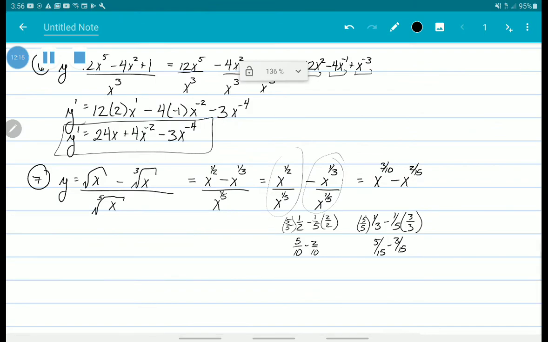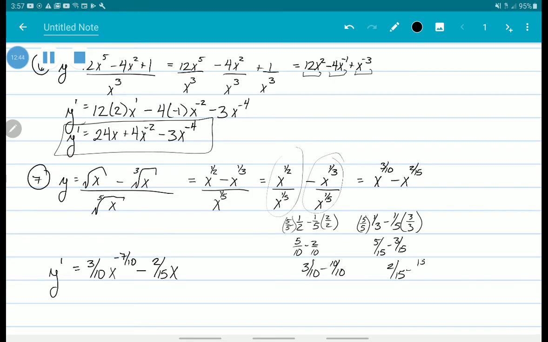So now we can take the derivative. So to find the derivative, we're going to bring the exponent down, and then we're going to subtract 1 from the exponent. So we're going to have 3/10 minus 10 over 10, which is a negative 7 over 10. And then same thing here, keep the negative 1, bring the exponent down, subtract 1 from the exponent. So 2/15 minus 15 over 15 is a negative 13 over 15. So there's our derivative.